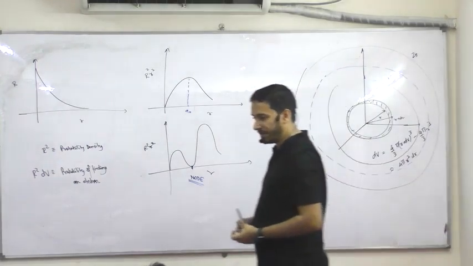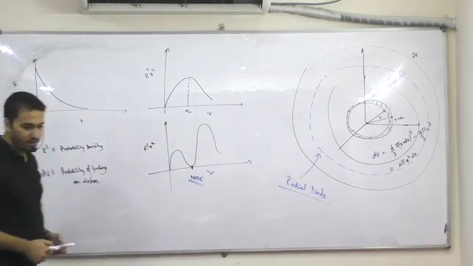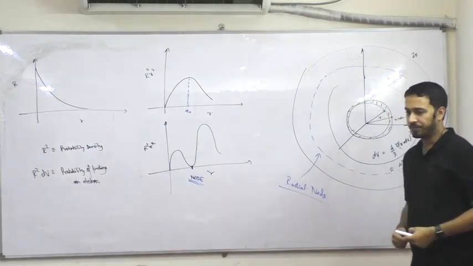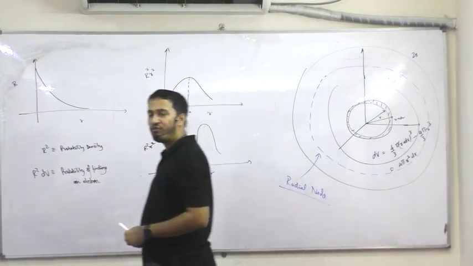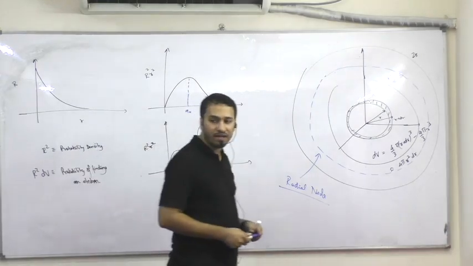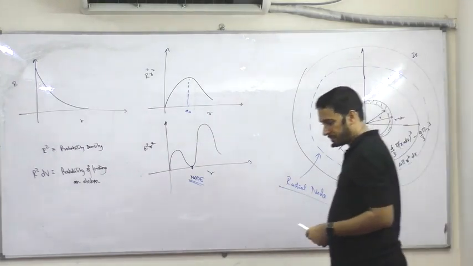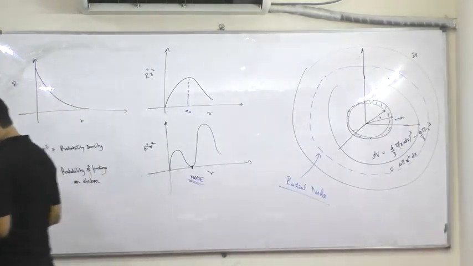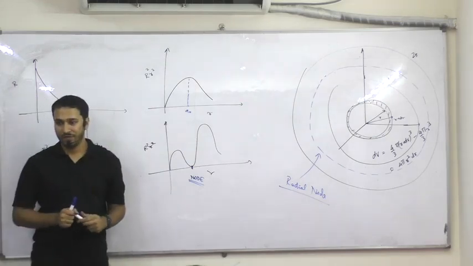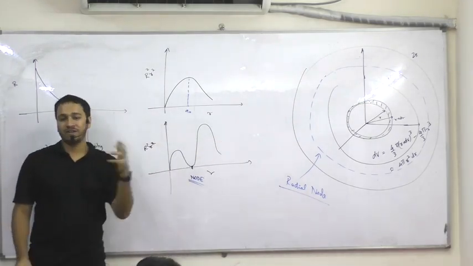A region in the atom where the probability of finding an electron is zero. Right? So these points where the probability graph touches the x-axis, they represent the nodes.